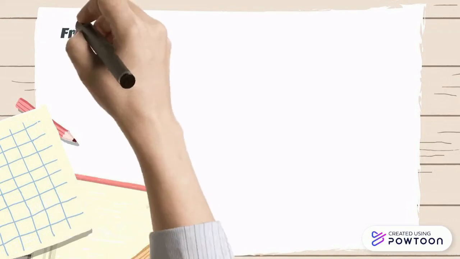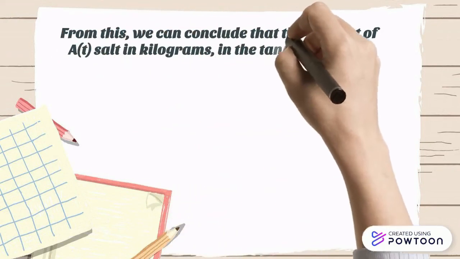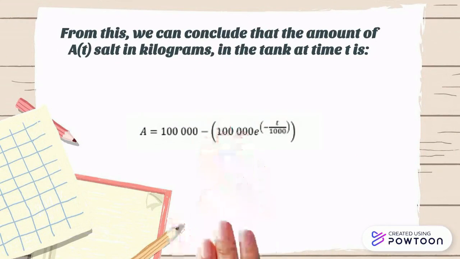So our function is A equal to 100,000 minus 100,000 exponential to the power of -t divided by 1000. So from this, we can conclude that the amount A of salt in kilograms in the tank at time t is A equal to 100,000 minus 100,000 exponential to the power of -t divided by 1000.